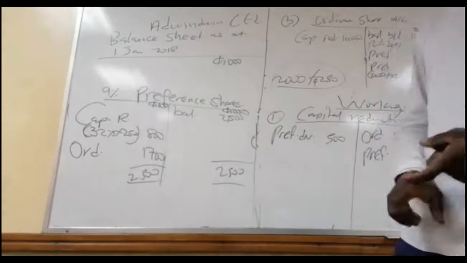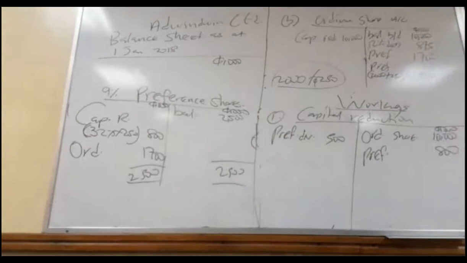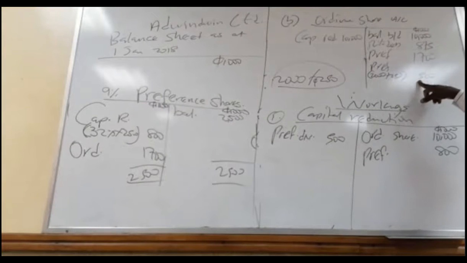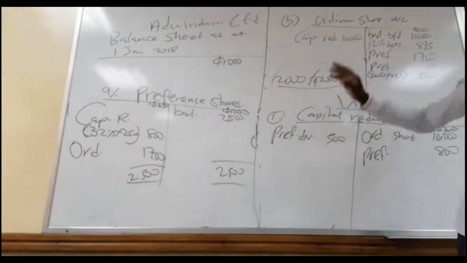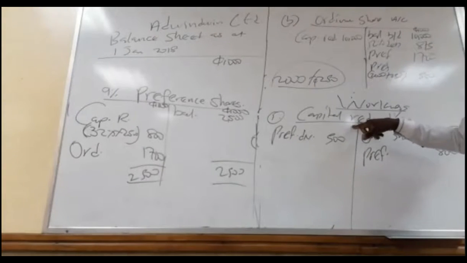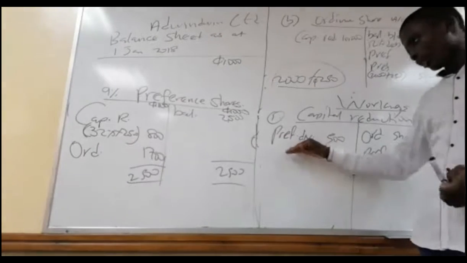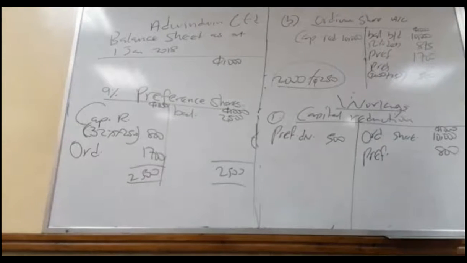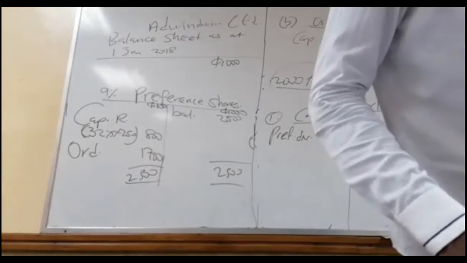So step 1, get a value. Step 2, add it to the ordinary share capital. Step 3, add it to the capital reduction, the loss side. So this is step 3. Add capital reduction, the loss side, the loss. Good. Add it to the capital reduction, the loss side.